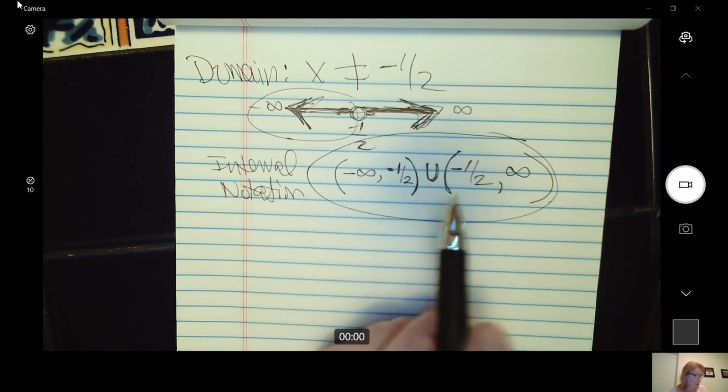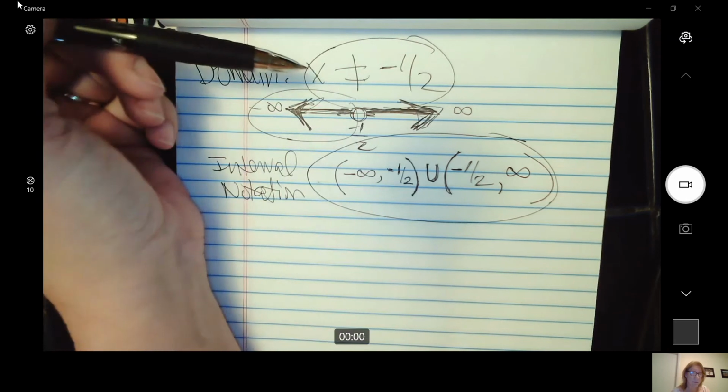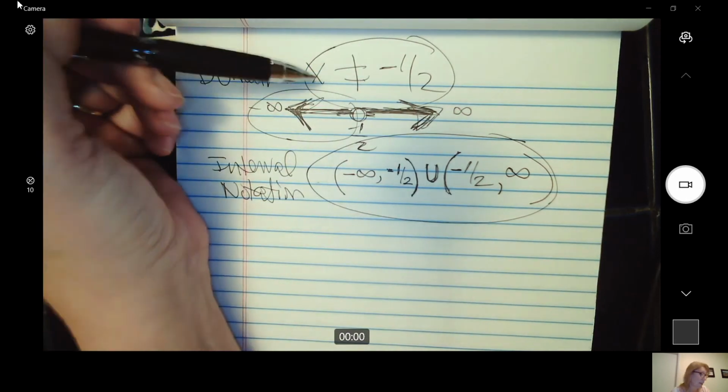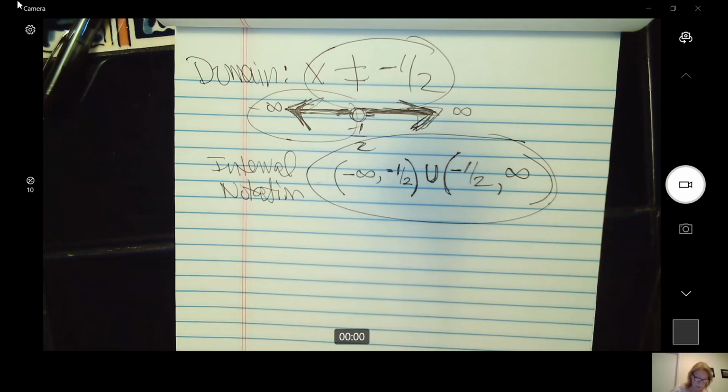Okay, but I think we're less concerned with if you can do this formal interval notation than if you can just identify when there's certain values you have to be careful not to plug into a function because they make it undefined.